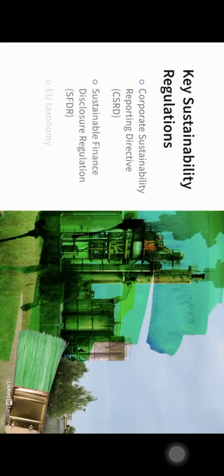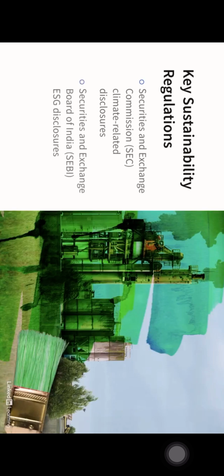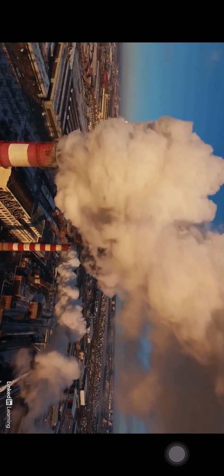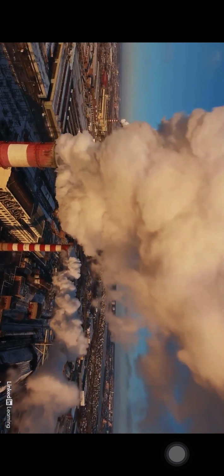CSRD, SFDR, and EU taxonomy are some of the most common regulations. The Securities and Exchange Commission, SEC in the US, and the Securities and Exchange Board of India, SEBI, also have different ESG/climate-related regulations. Eventually, the main goal will be to standardize reporting and ensure that the companies are not doing any greenwashing in their business.